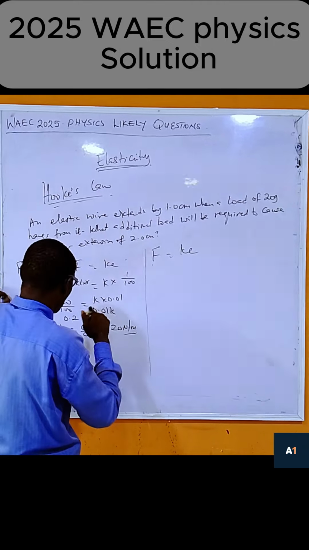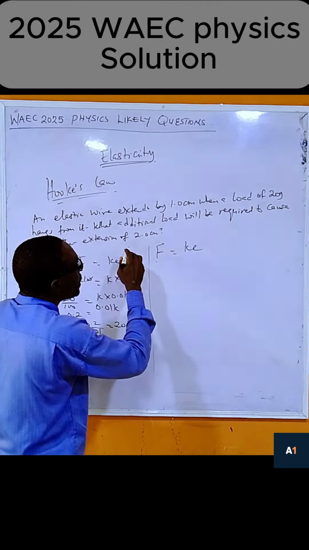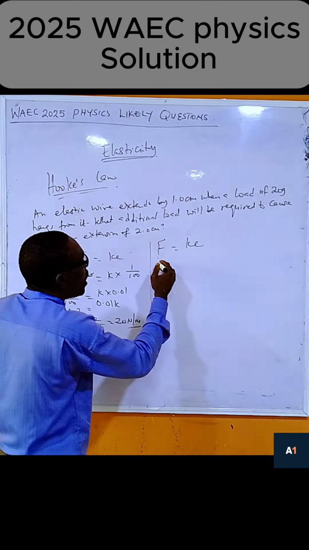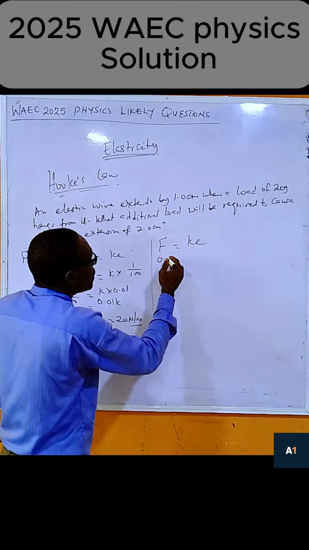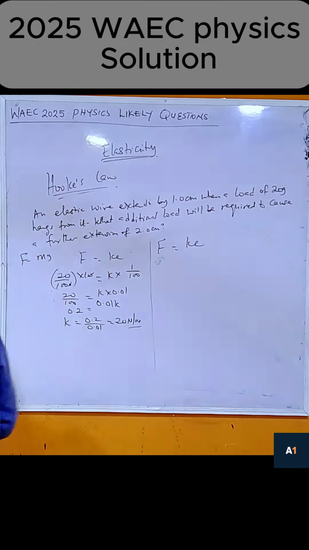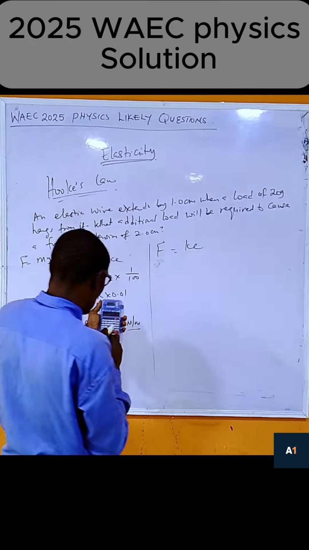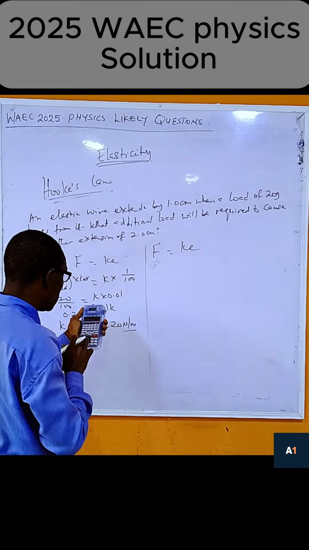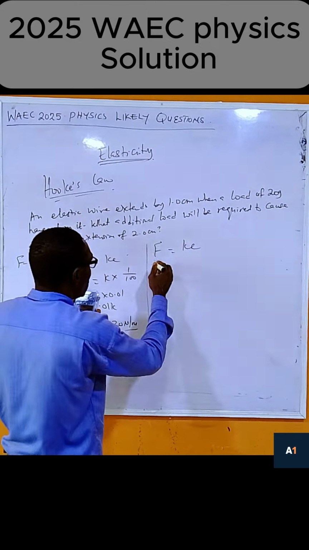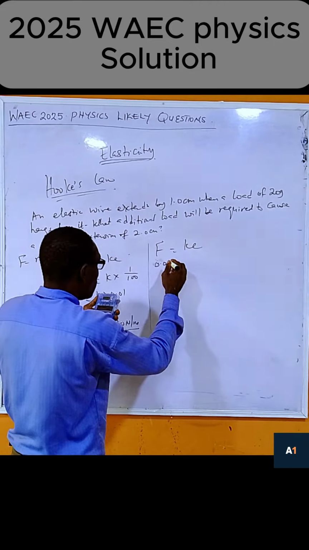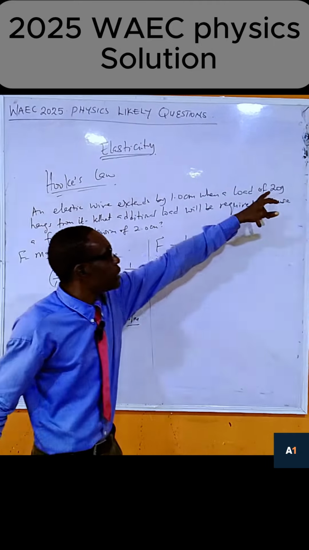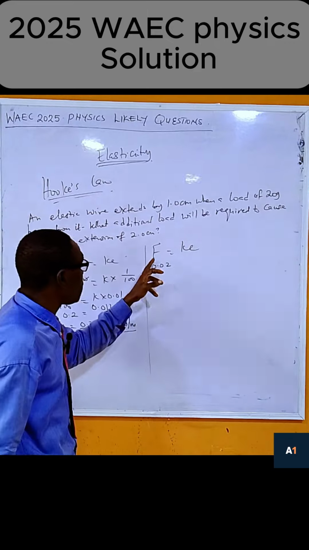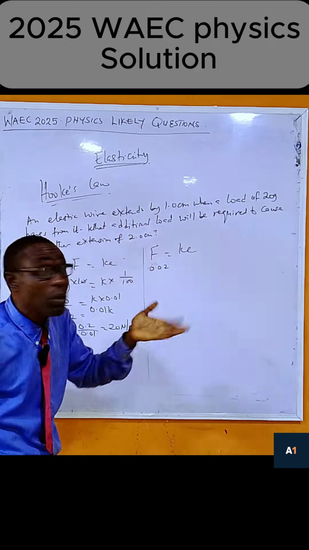We say the mass is equal to 20 divided by 1,000. We have 0.02. This is the mass now. And the force is equal to the mass times 10. We convert this one to a star.